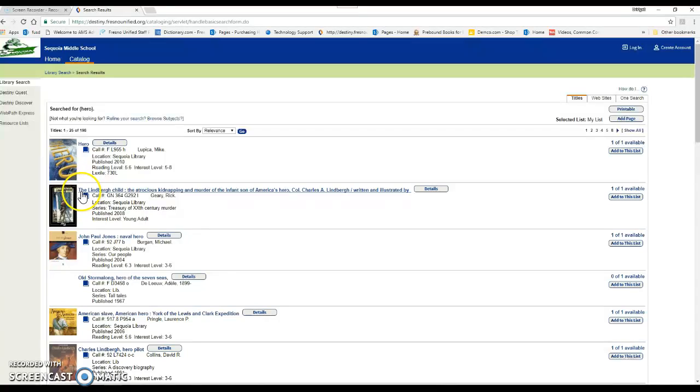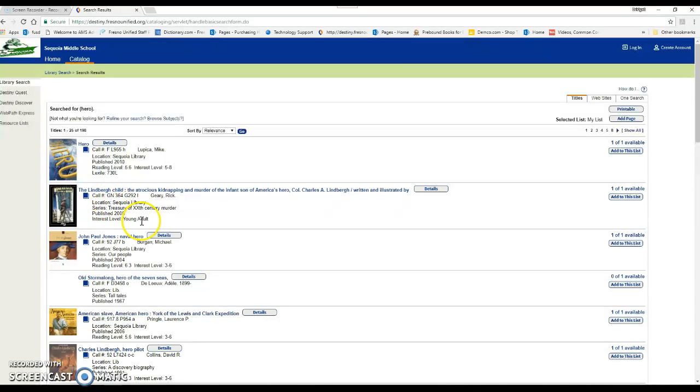The next book title is The Lindbergh Child, The Atrocious Kidnapping and Murder of the Infant Son of America's Hero. Okay, so I'm not sure if I want that one, but anyway, just to let you know, GN stands for graphic novel. And we put all our graphic novels in one section, and sometimes they're true stories and sometimes they're false stories, but we wanted to keep them together just to make it easier for you, because some people just like to look at graphic novels, whether they're fiction or nonfiction.